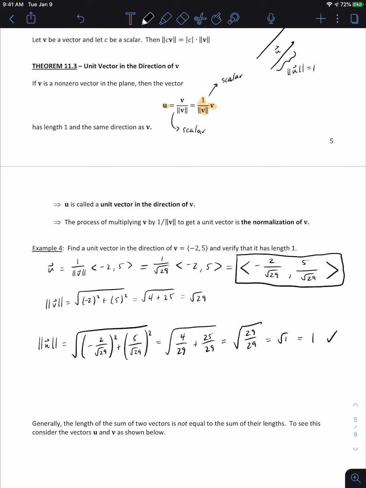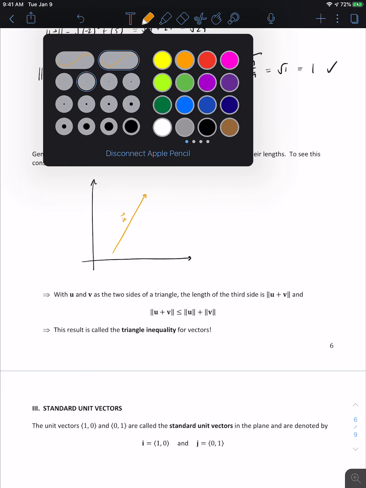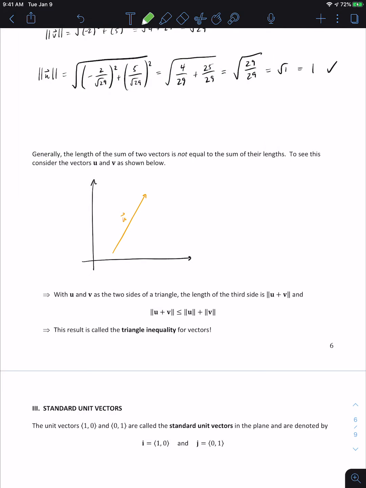Okay, so generally the length of the sum of two vectors is not equal to the sum of their lengths. To see this, let's consider the vectors u and v as shown below. So let's say I have u, which is this guy, and v, which is this guy. And basically what I'm trying to explain here is that the length of the sum of the two vectors is not equal to the sum of their lengths.